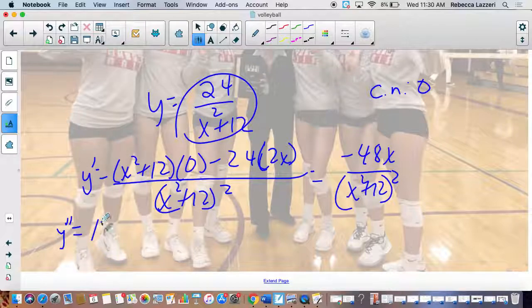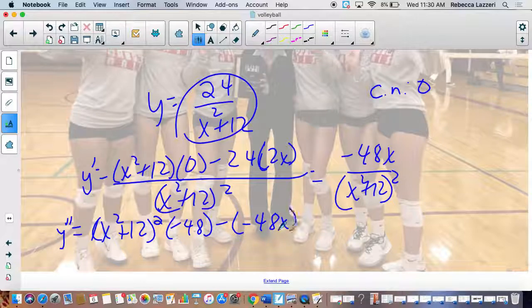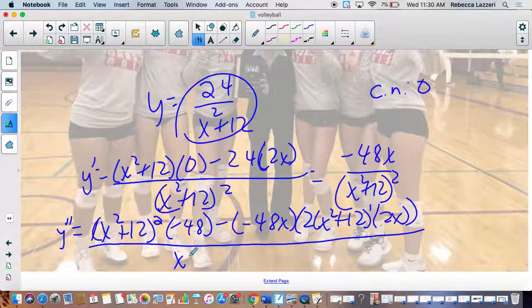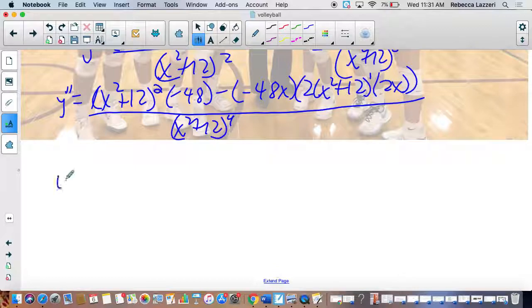So I'm gonna go low, d high, minus high, d low, over low, low. So I have, let's take out negative 48 and x squared plus 12.